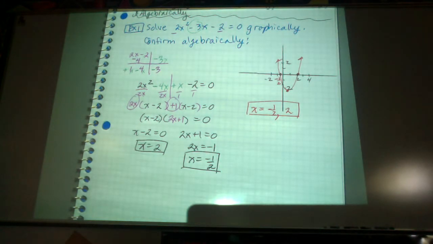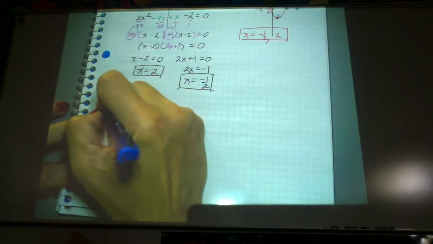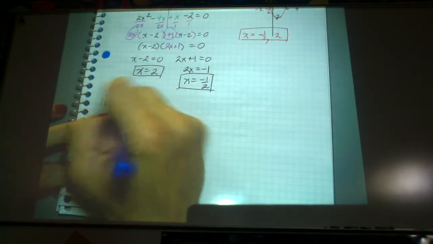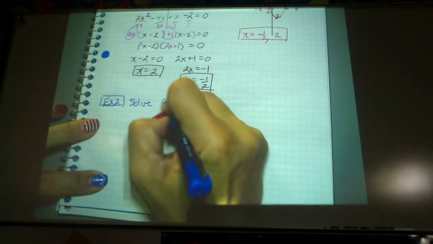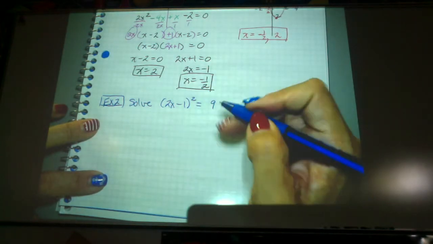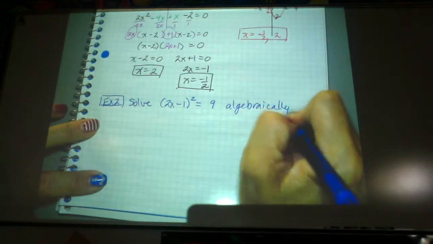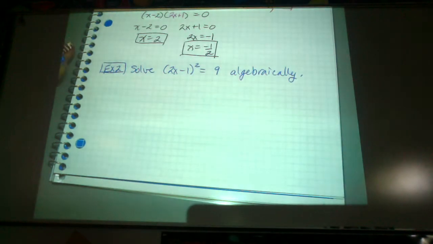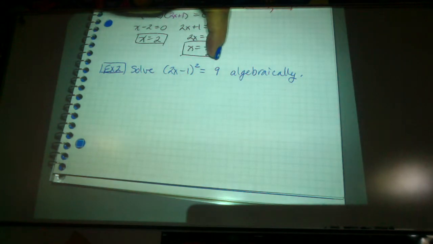Example 2. You ready? So example 2, you are to solve 2x minus 1 squared equals 9 algebraically. So on this one, if we're going to solve it algebraically, normally we would want one side equal to 0. This side's equal to 9.